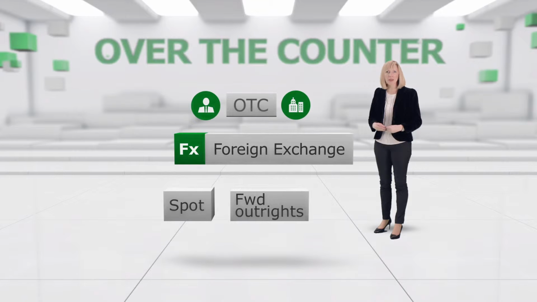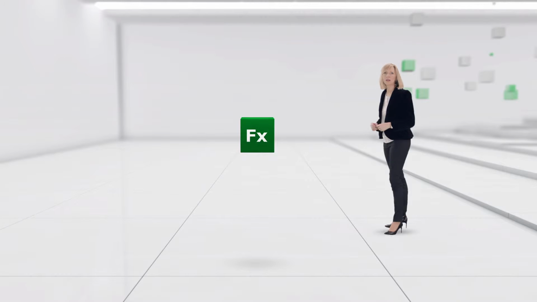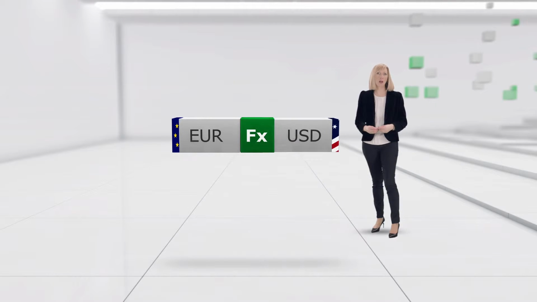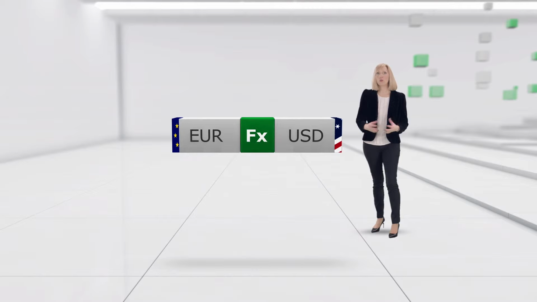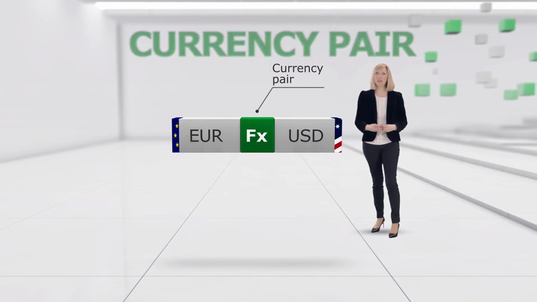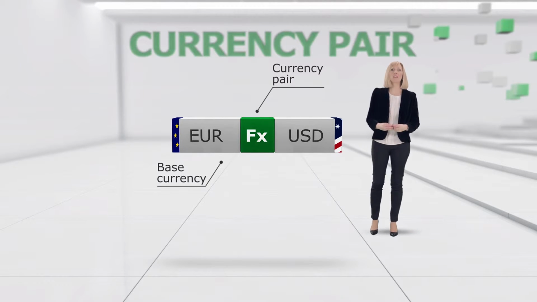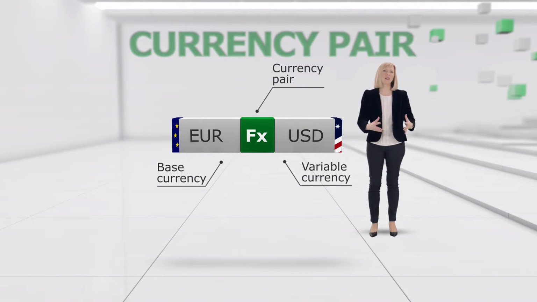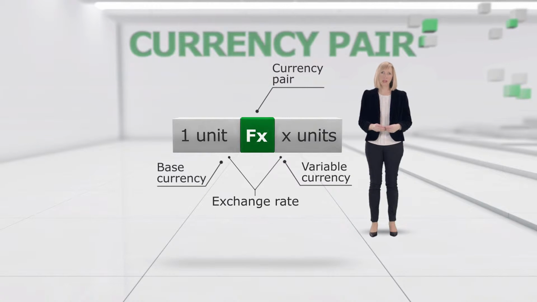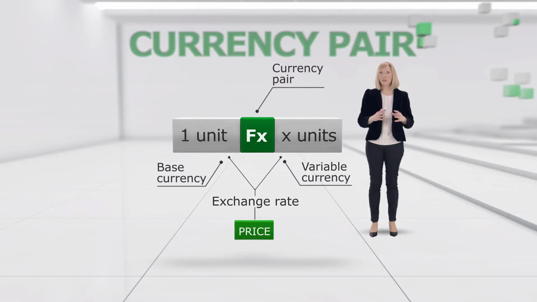Now let's look at the main features of Forex. When you trade Forex, you're buying one currency and at the same time selling another currency. So Forex is always traded as a currency pair, with the first currency in the pair referred to as the base currency and the second currency being the variable currency. The second currency is valued as X amount of units, compared with 1 unit of the first currency. This amount is the exchange rate of the pair. In other words, it is the price for a pair.